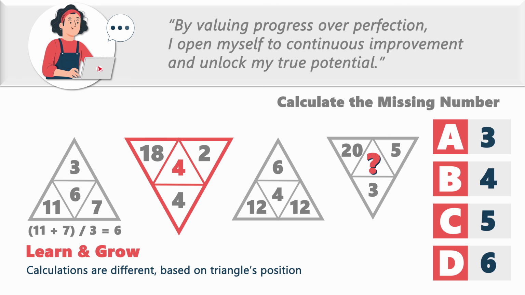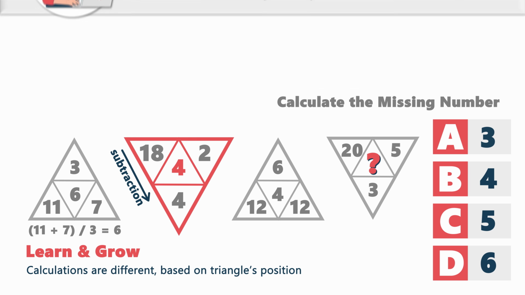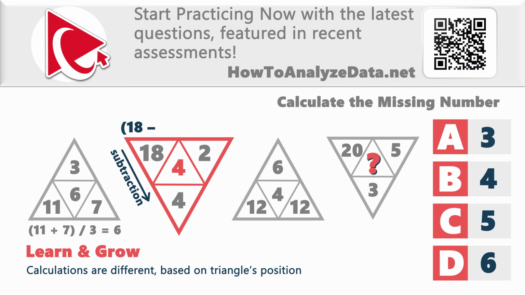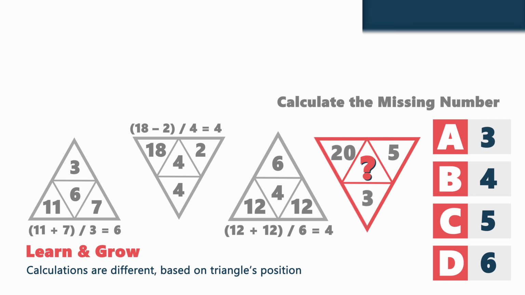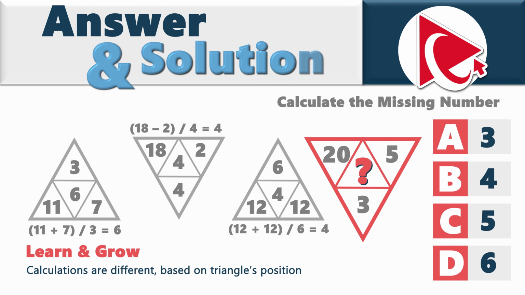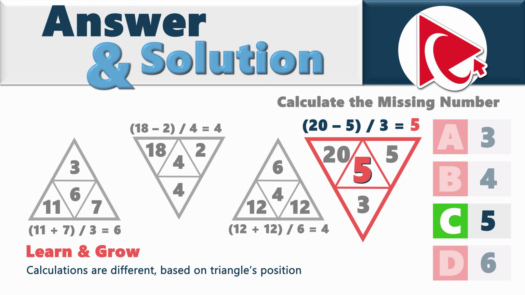The second triangle is looking downward, and the calculations use subtraction. Let's look at the example. 18 minus 2 divided by 4 equals 4. Let's confirm the calculations in the third triangle. 12 plus 12 divided by 6 equals 4. This tells us that to calculate the missing number, we need to do subtraction. 20 minus 5 divided by 3 equals 5. So the correct answer here is choice C, 5.